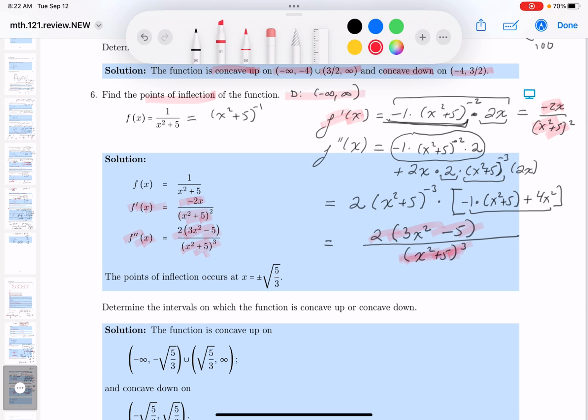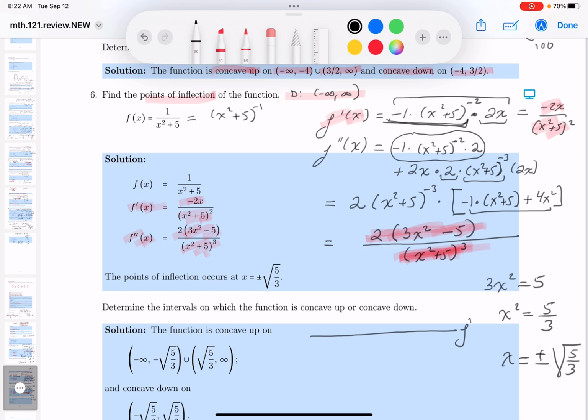Well, this guy is never 0, so I'm not worried about that. It's this guy I'm worried about. Is it ever equal to 0? Well, it's equal to 0 when 3x squared is equal to 5. And that means x squared is equal to 5/3, which means x is equal to plus or minus the square root of 5/3. Put my number line down, and this is going to be the second derivative we're analyzing. We have two critical values. One is at minus the root of 5/3. The other one is at the root of 5/3.